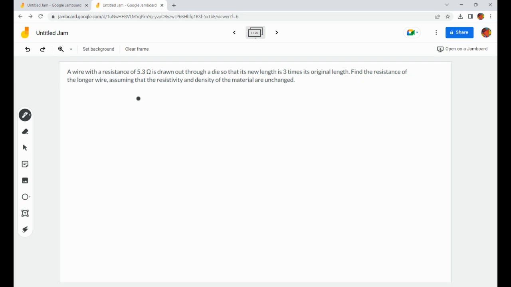So next question, we are still doing the idea of P. If we look at this question really carefully, it's going back to the idea of R = PL divided by A. Find the resistance of the long wire, assuming that the resistivity does not change. So P does not change, so R equals L over A times a constant P, and the only thing that changed is the length, which changes by 3.